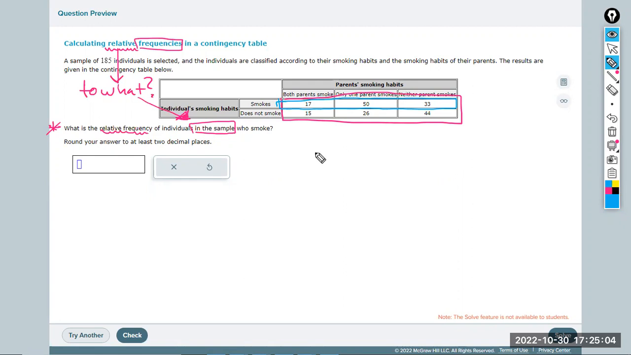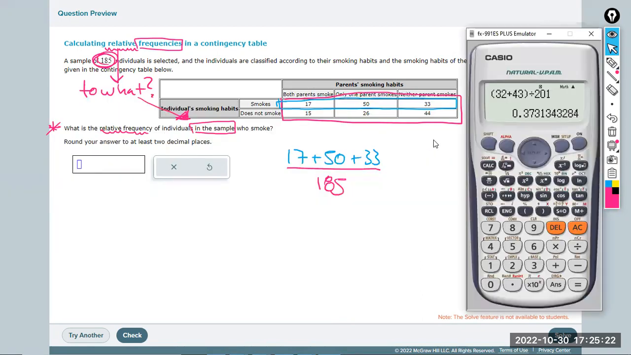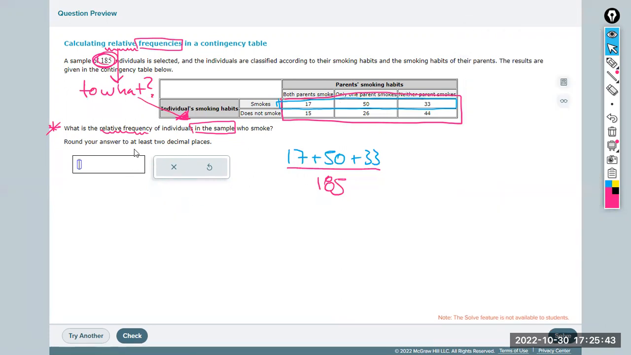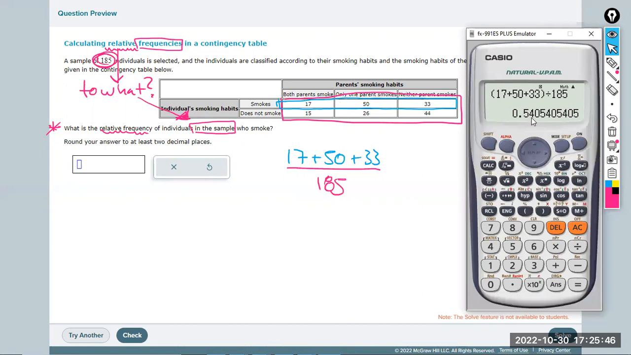So we have, well, 17 plus 50 plus 33 divided by the whole number of values in the sample, that is 185. That number is in here. So I'm going to use my calculator to do that operation. So it is 17 plus 50 plus 33 divided by 185. I put an additional one that shouldn't be there. And round up your answer to at least 2 decimal places. So I have 0.54.